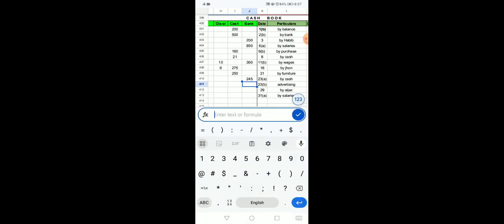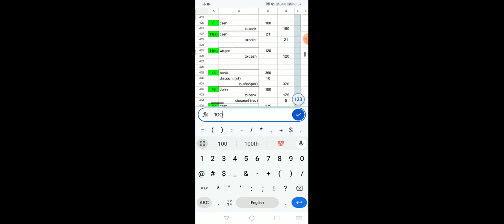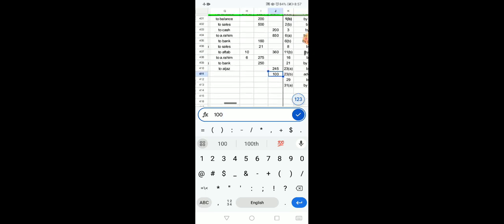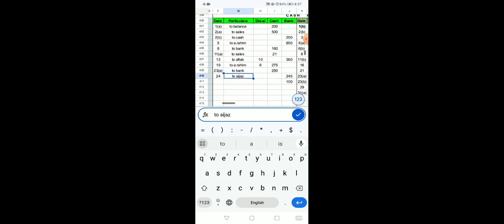Now 31B is having two elements and both elements are associated with the cash book, so we will post them step by step. First step is to see that bank is debited by 100. Go to the debit side of the bank and write down 100 over here in the debit bank column. Now see what is written on the opposite side of bank, that is cash. So you put "To cash" in the particulars column.